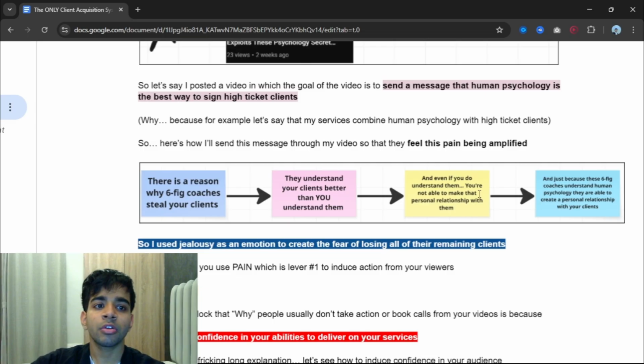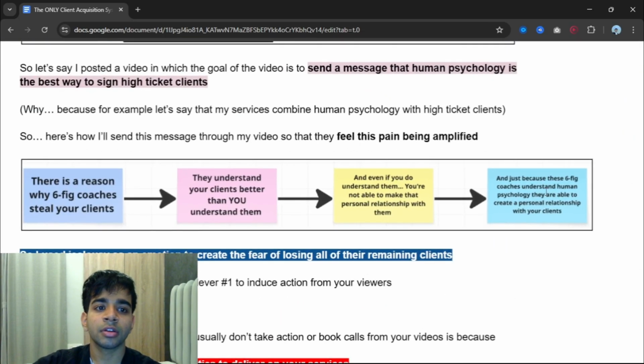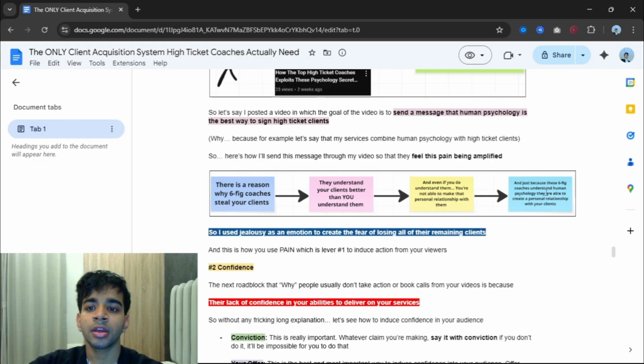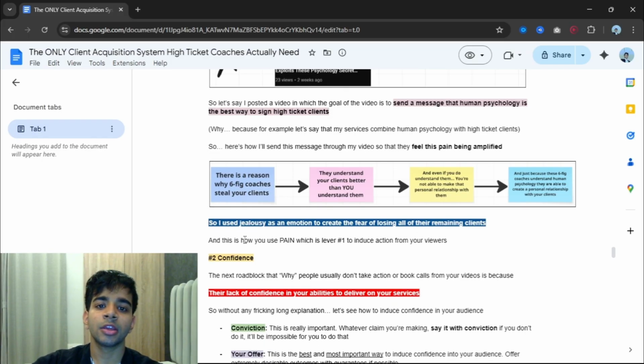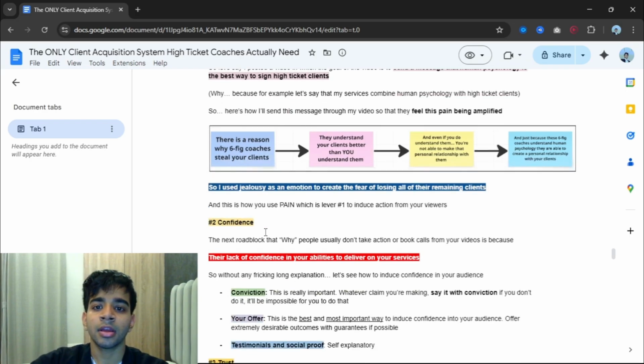And just because these six-figure coaches understand human psychology, they are able to create a personal relationship with your clients, and then those clients leave your coaching membership and they join this six-figure coach, right? So I basically used jealousy as an emotion to create the fear of losing all of their remaining clients, right? And I will have them feel this pain, right?